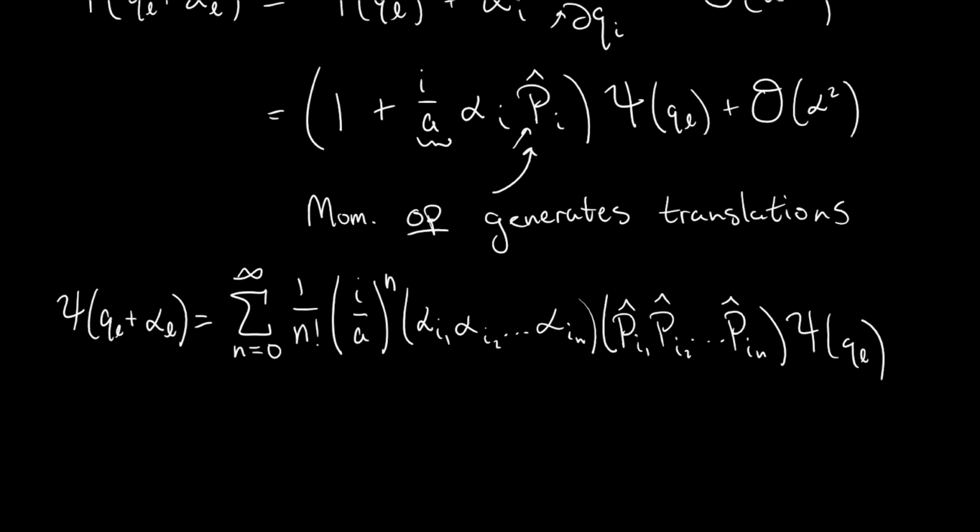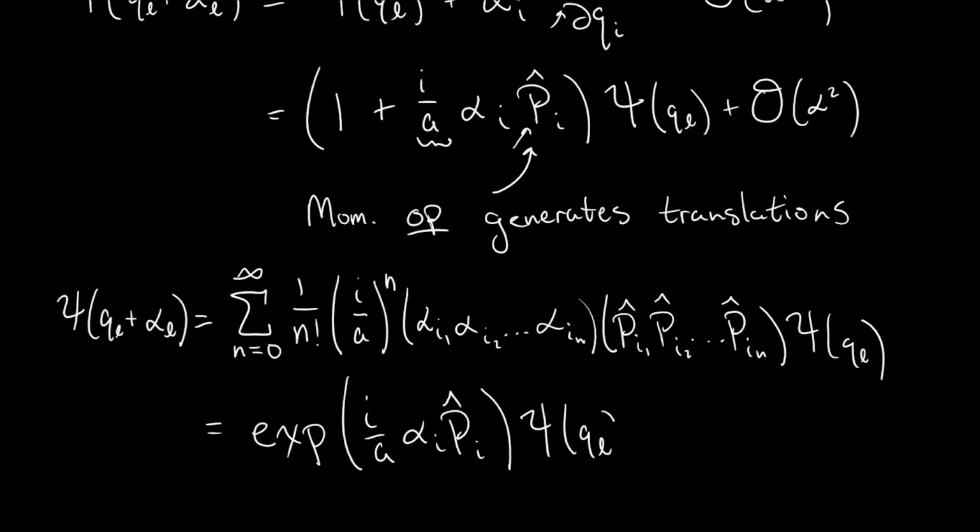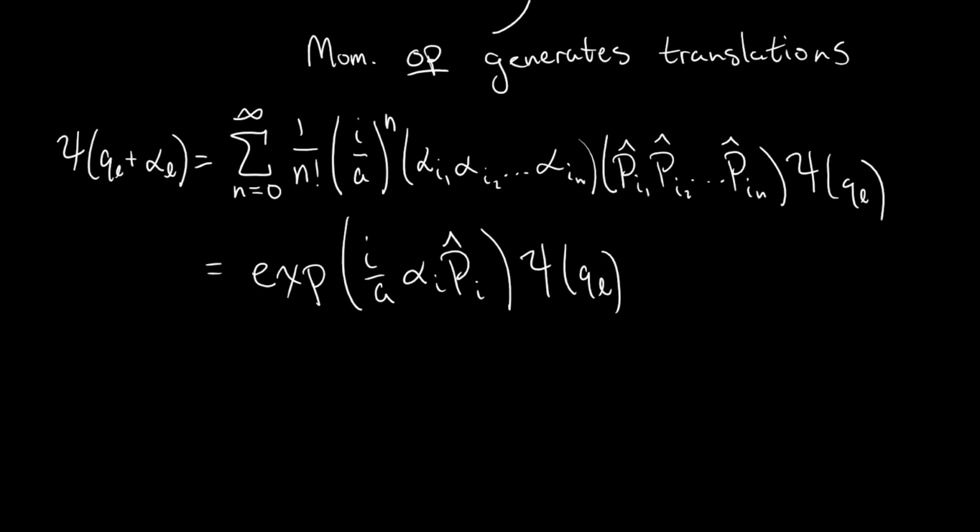So this looks awful, but we can collapse it down into a much more compact notation, into an exponential. And this notation might look a little strange, but it's much more compact than really anything else.